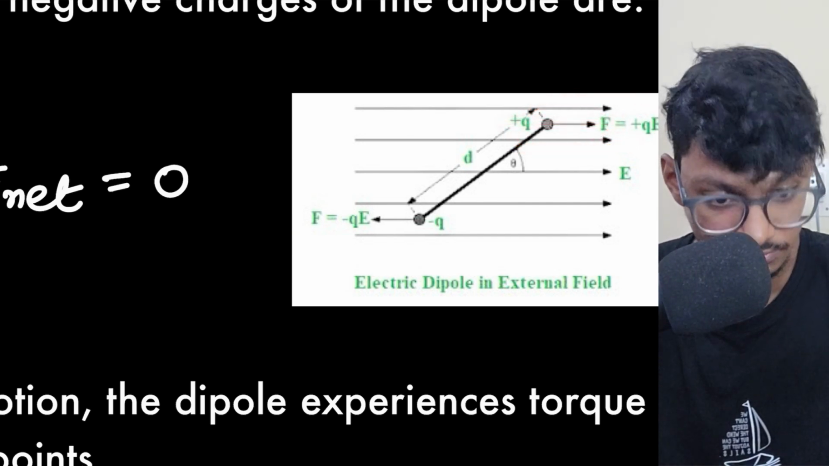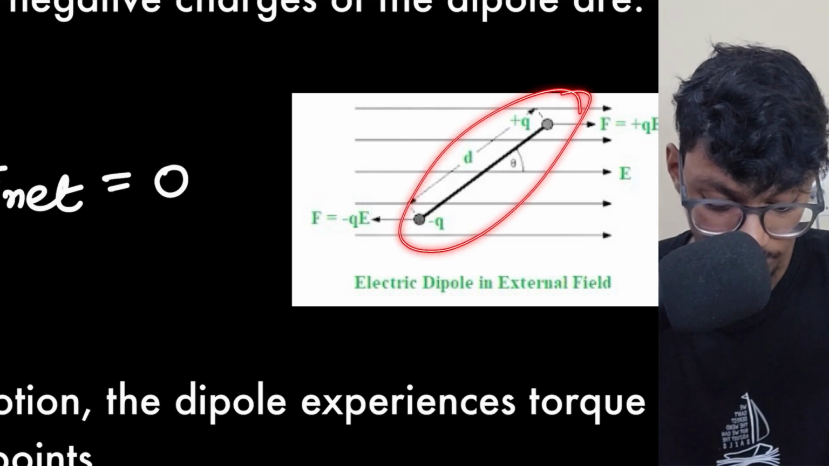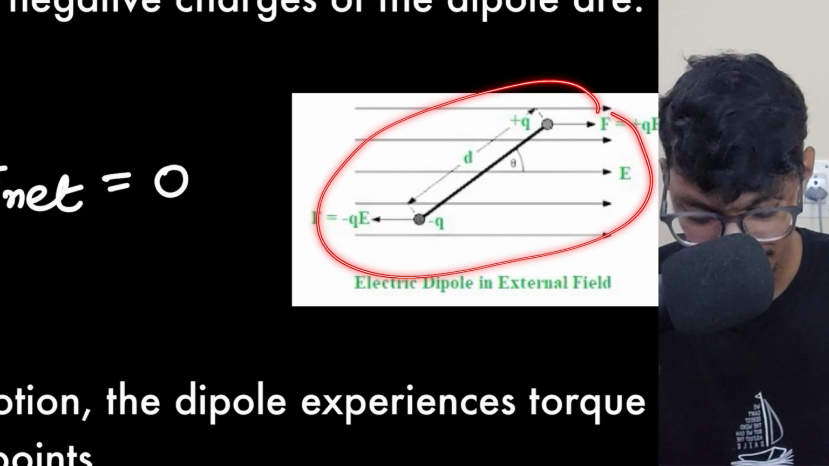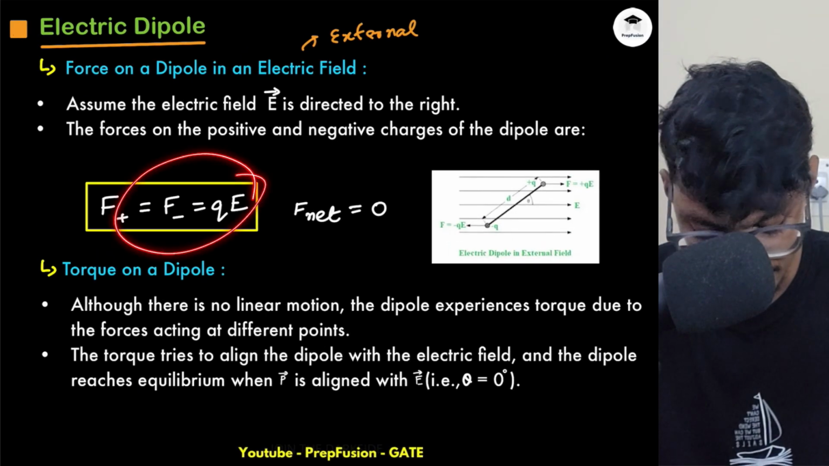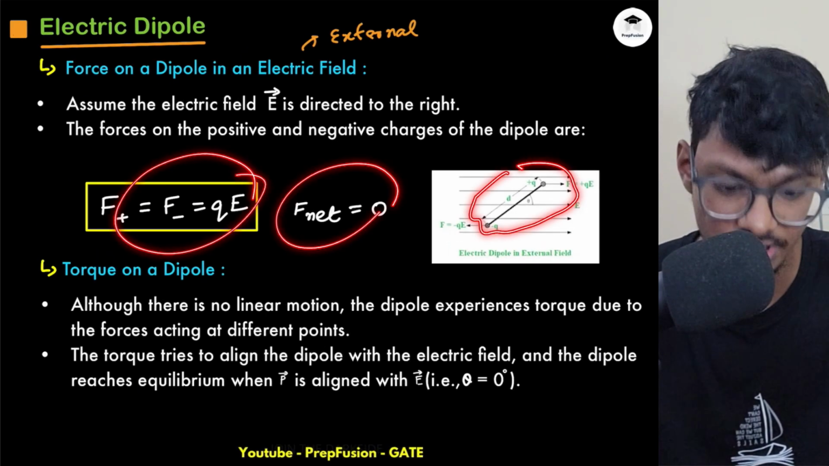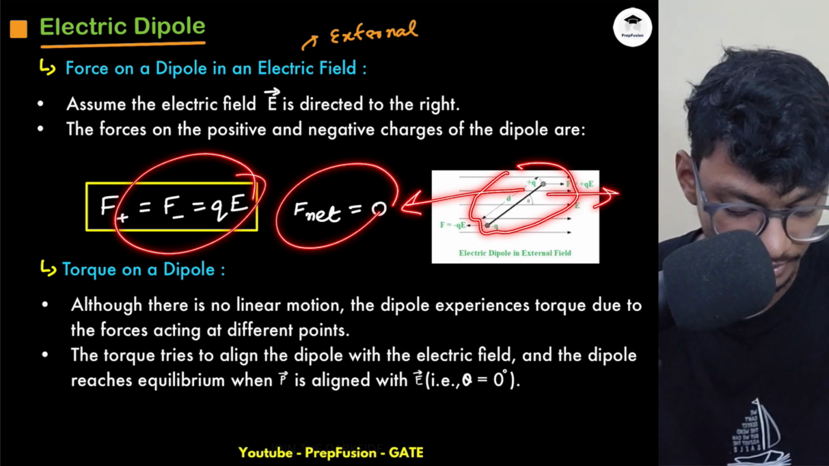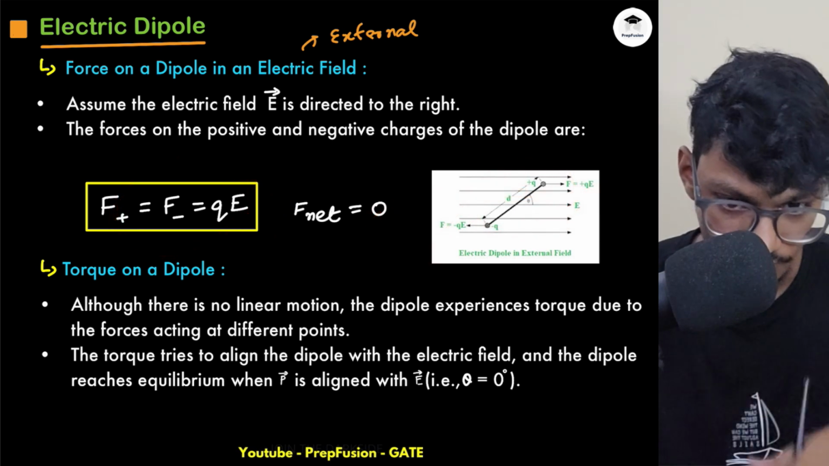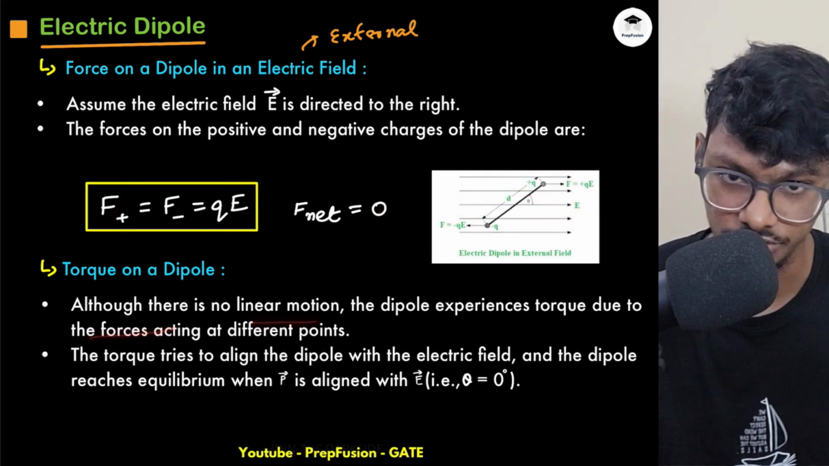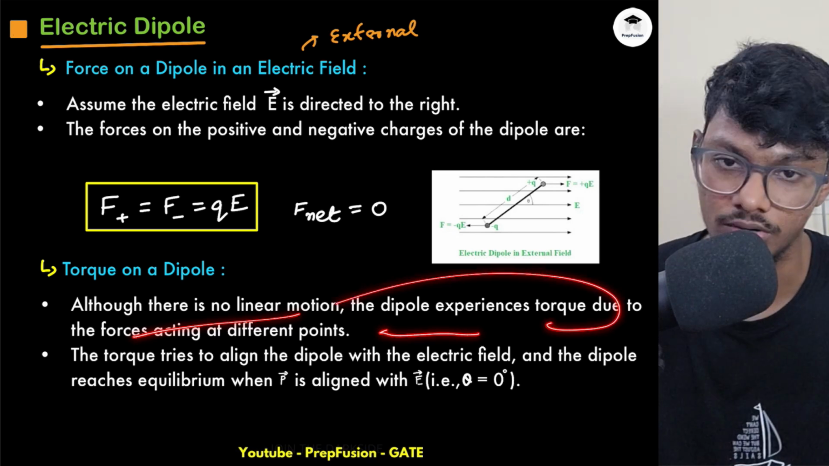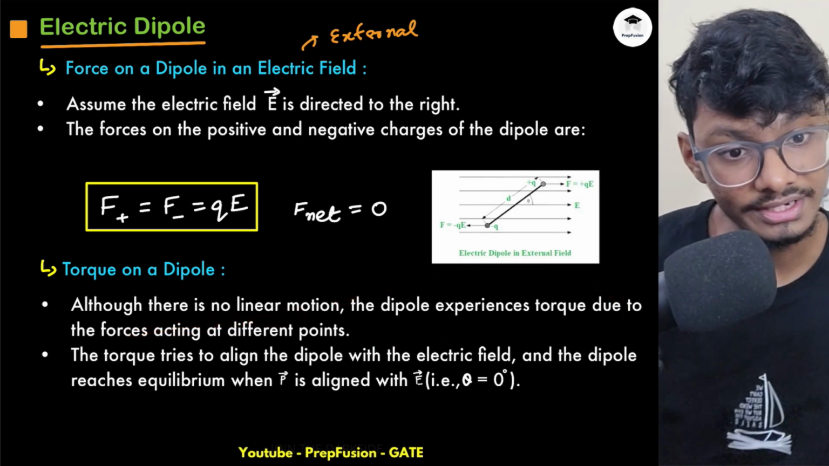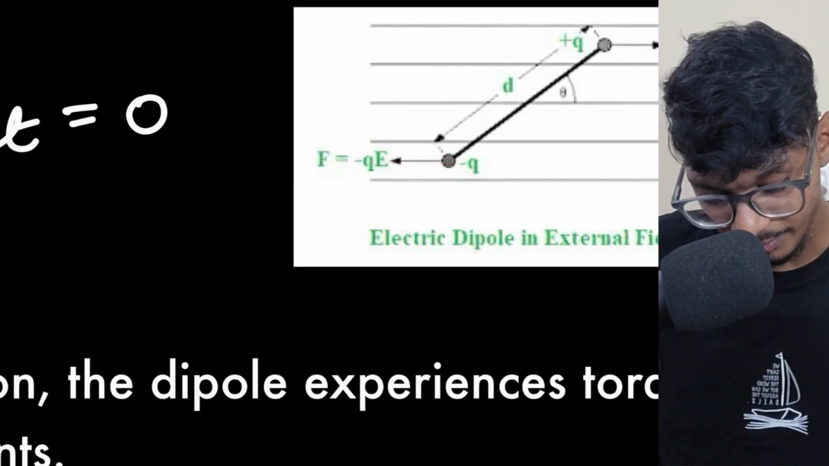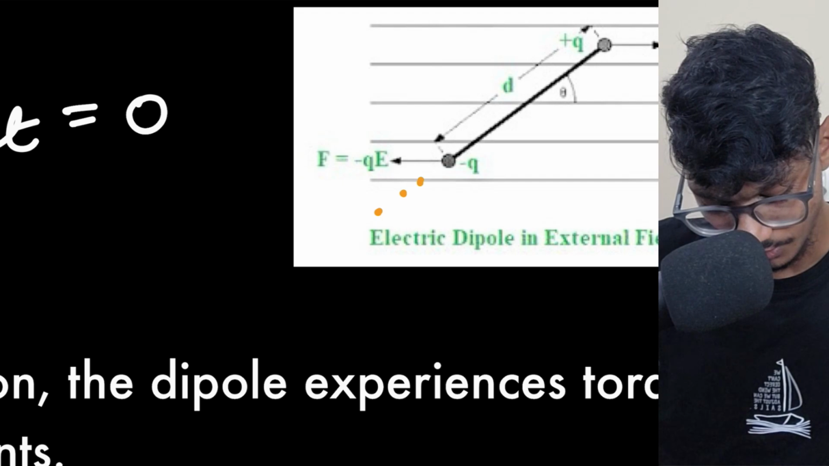But sir, you just told that dipoles are tightly bound together, they can never separate, yet they are trying to separate. No, if you look at it overall as a system, the force is 0. F net is 0. Overall as a system of these two particles, I have some F plus here, F minus here, both cancelling each other out. So F net in the rectilinear direction is 0. Although there is no linear motion, the dipole will experience a torque. How will it experience a torque? Because it is experiencing a force here. What is happening if I break this force down into two components? Let's assume this as theta.